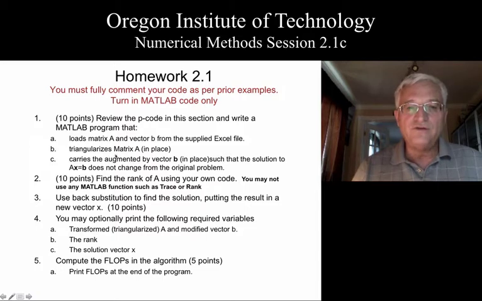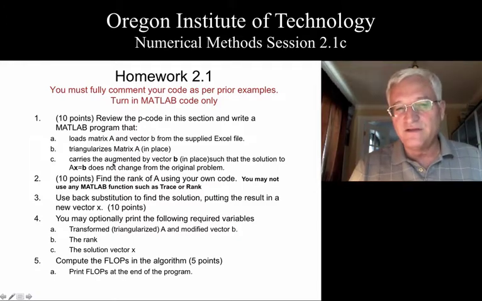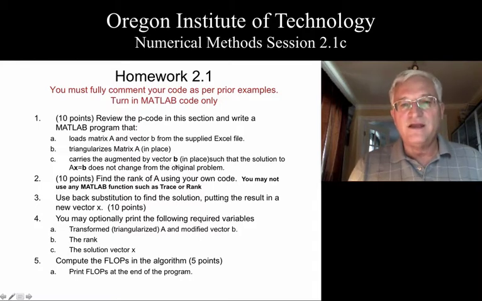And I want you to triangularize that matrix A in place. This item C here might be a little confusing the way it's written. It looks like I want you to augment B onto matrix A. That's not what I mean. I want you to take the B vector that we would normally augment and keep it as it is, as you load it. Your algorithm that we described doesn't require you to join B with A, and I don't want you to do that.